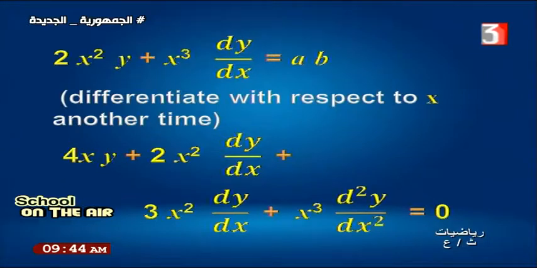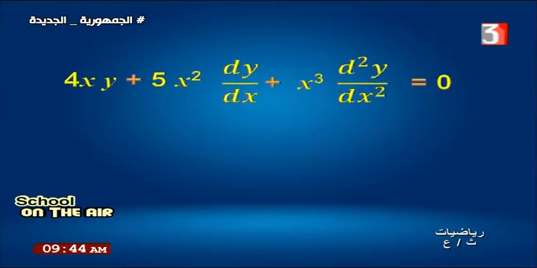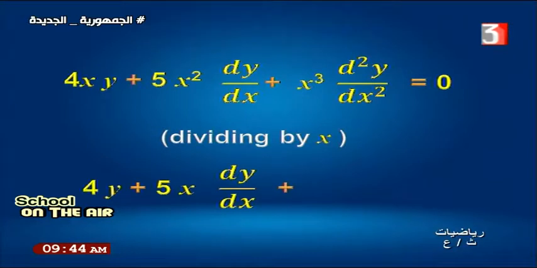Now we combine like terms: 4xy + 5x^2 dy/dx + x^3 d2y/dx^2 equals 0. By dividing by x, we get 4y + 5x dy/dx + x^2 d2y/dx^2 equals 0. Number 4.